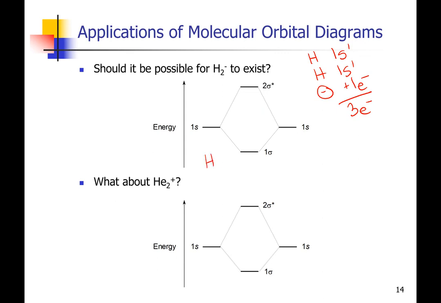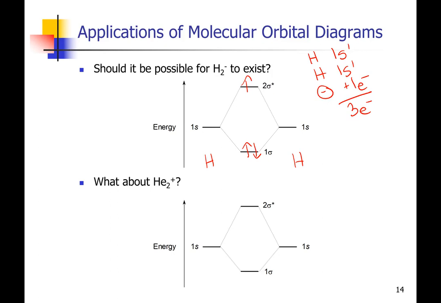So we are combining a hydrogen atom and a hydride ion. You can pick whichever one you want to put on either side. We have a total of 3 electrons as we counted them up over there. So that puts 2 in the 1 sigma MO. We still have 1 electron left over, so it has to go up in the 2 sigma star.